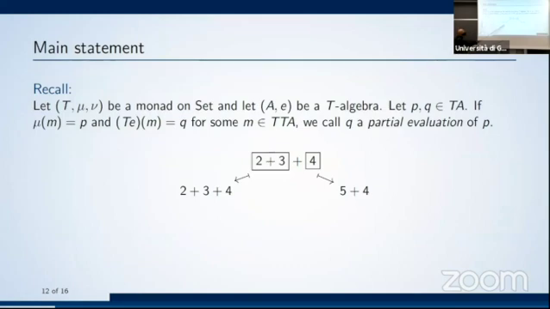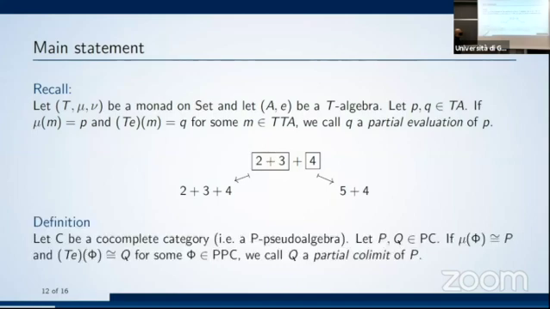So recall partial evaluations. We had something in TTA, which was this grouping of the first expression into the second. Now we want to do this for image presheaves, and we just copy the definition. So take an algebra of P, so a co-complete category, and take two small presheaves. We say that Q is the partial colimit of P if you do this, but with colimits. So basically, if there exists an element in PPC such that mu and so on. Okay.